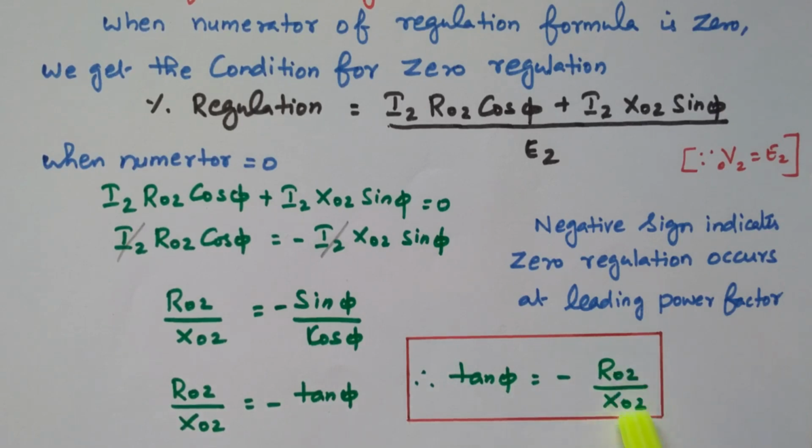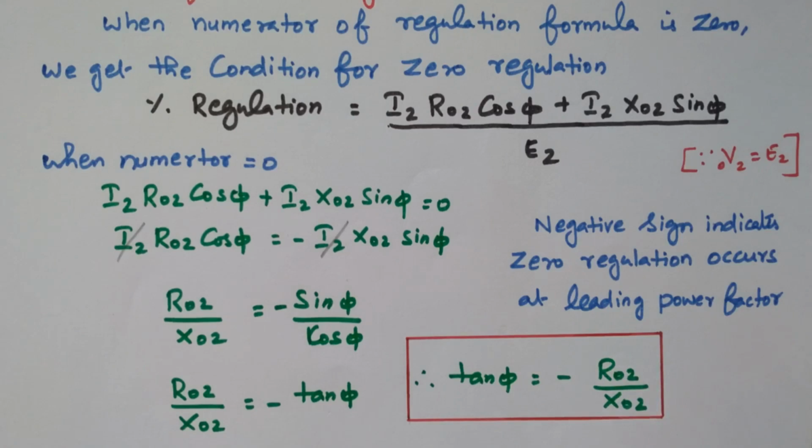At this condition we get zero regulation. Here one negative sign is there. The negative sign indicates that zero regulation occurs at leading power factor. For that, the condition is tan φ equals minus R02 divided by X02.